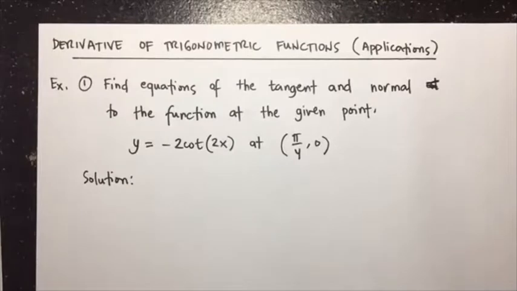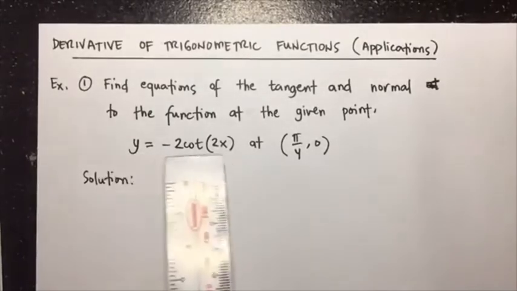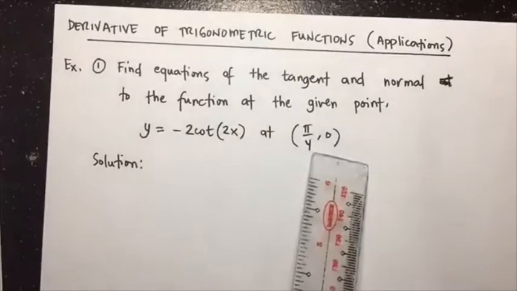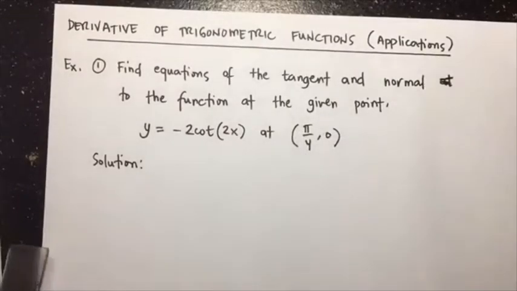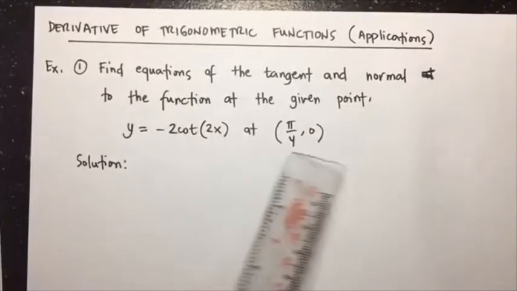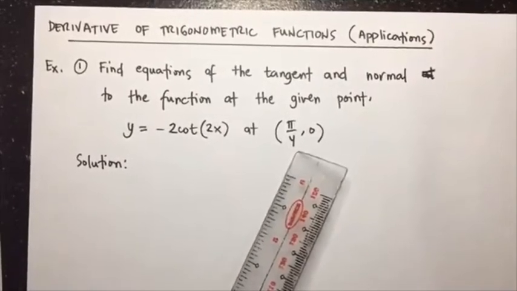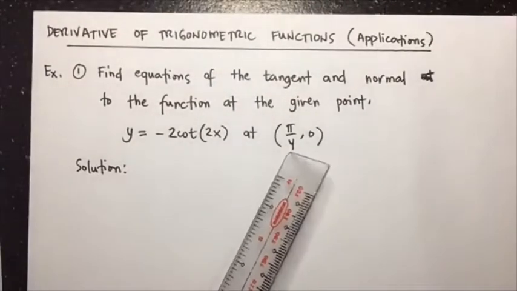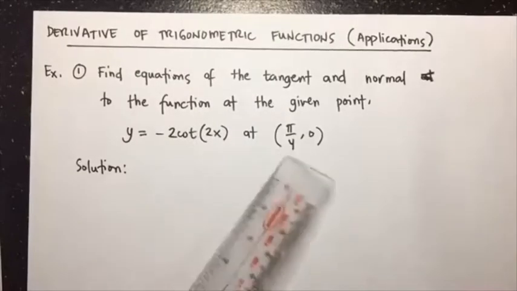As you can see, we have our given function. The function is trigonometric, and the point here is pi over 4, 0. The pi over 4 here is in radians. Therefore, in all of our calculations, we will keep in mind that the angles are in radians.